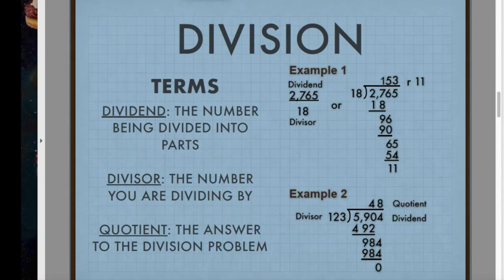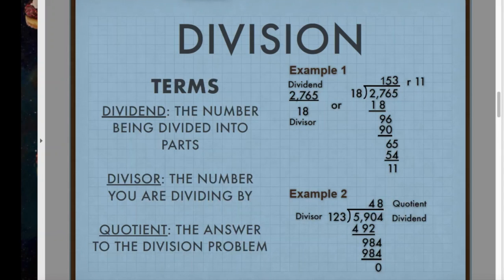Now let's focus on division. There are three terms here. Just like with addition there was two terms, subtraction there was three terms, multiplication there was two terms, and now division there are three terms. We have the dividend, which is the number that is being divided into parts. So that's the number we're breaking apart. Then we have the divisor. This is the number you are dividing by, the one that is going into the dividend. And then we have the answer, which is called the quotient.